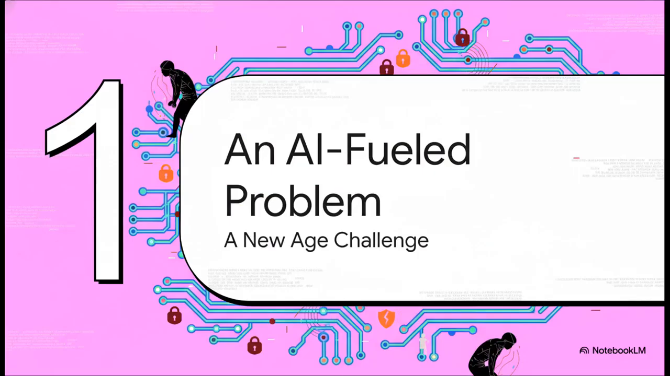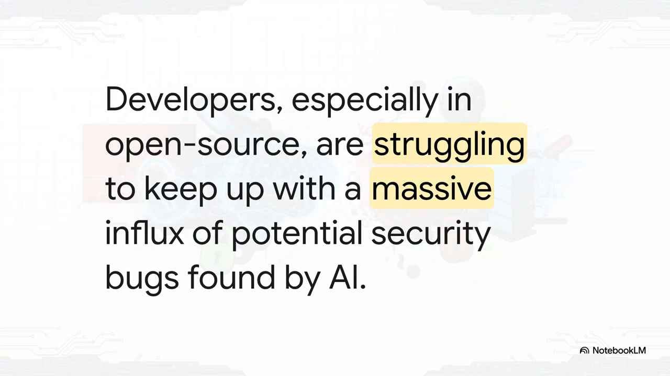Okay, so let's dig into the problem itself. This is an issue that's been born directly out of this new AI era. And honestly, it's putting a massive amount of pressure on the people who actually build the software that we all use. All right, here's the real kicker. AI tools have gotten so good at scanning code that they're just flagging thousands upon thousands of potential security flaws. Now, for a developer, especially someone volunteering on an open source project, this is just a deafening amount of noise. Forget a needle in a haystack. This is like trying to find one specific needle in a giant mountain range of haystacks. You can imagine it's causing some serious burnout.